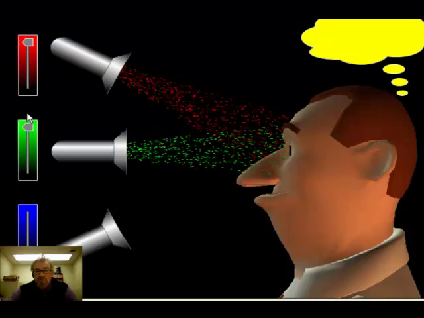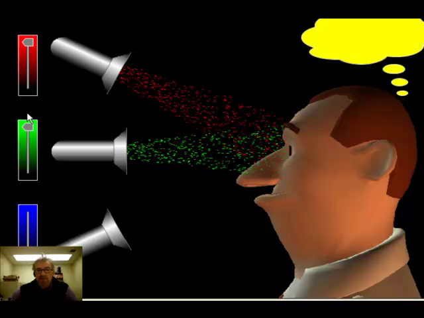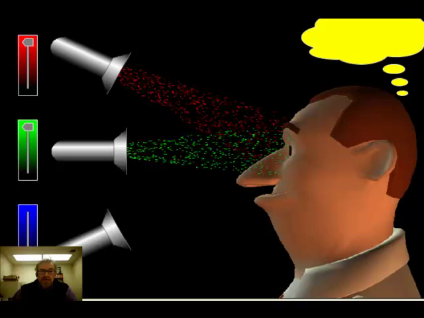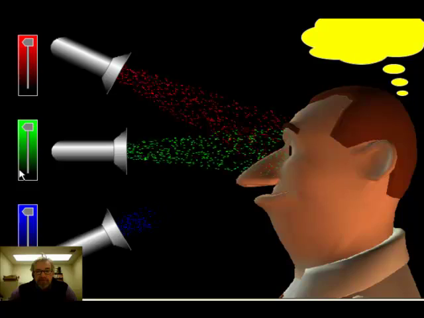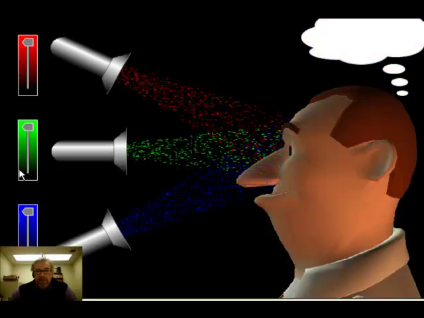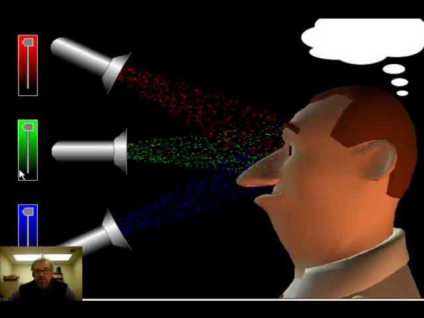I'll use some simulations from time to time. This is from an online simulation set called PhET from the University of Colorado, and I'm illustrating here how our mind interprets colors of light mixed.